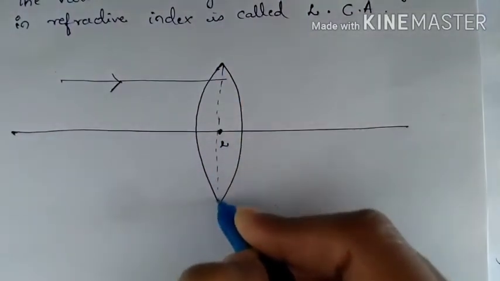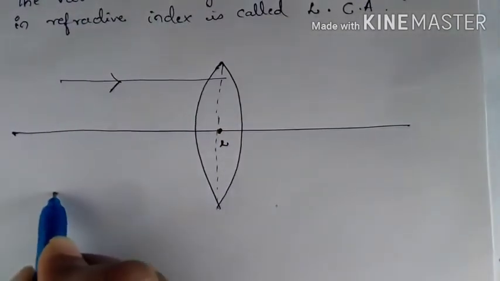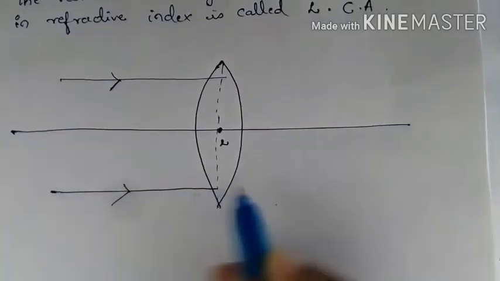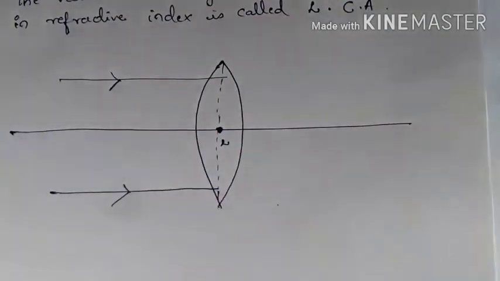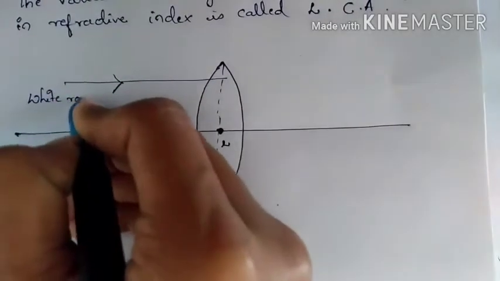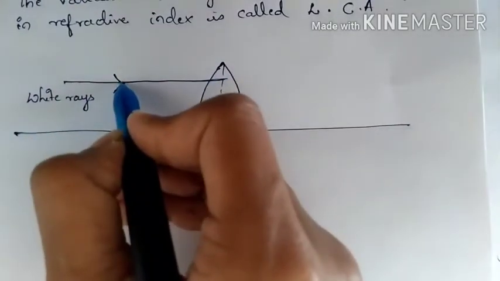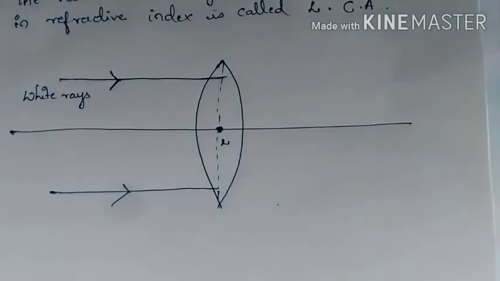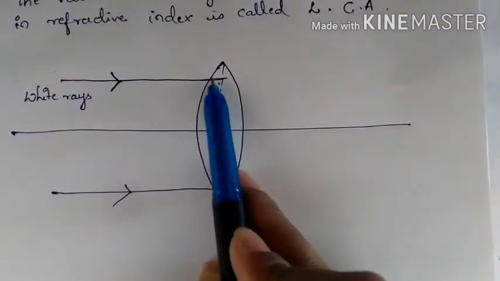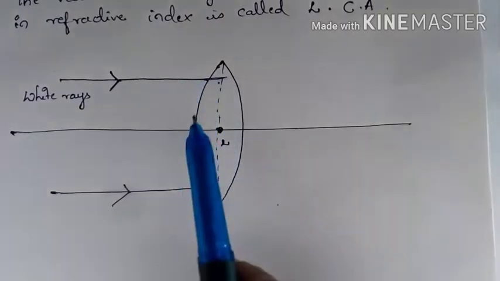So here is the axis of the lens. Now there's another ray which is coming from this point. So this is the center of the lens. So you have the white rays which are coming from the infinity. So white rays will have different colors or different wavelengths in it. So when this light ray passes through the lens, the different colors in this ray will get refracted at different focal points.